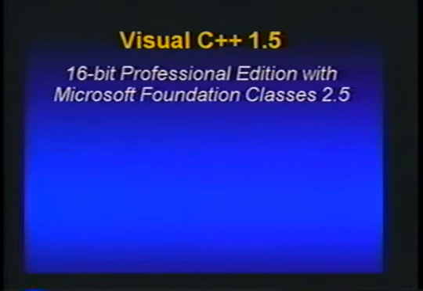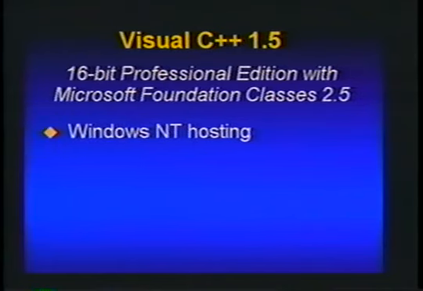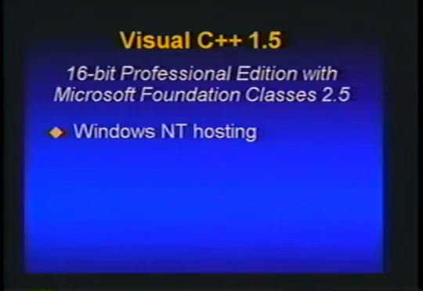There are three big bullet features in this new edition of Visual C++. The first is Windows NT hosting. What that means is that you can use this product on either Windows 3.1 or Windows NT to do all your 16-bit development. So if your preferred development environment is Windows NT, you can now use it for your 16 and your 32-bit application programming.